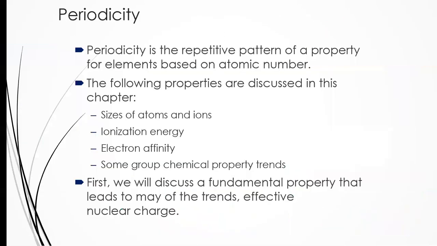Today's class, what we're going to focus on is how we develop periodicity. So we knew about periodicity from when we talked about the periodic table the first time. We talked about the trends: size, ionization energy, electron affinity. But now we're going to talk about how things like effective nuclear charge and atomic structure lead to those things.